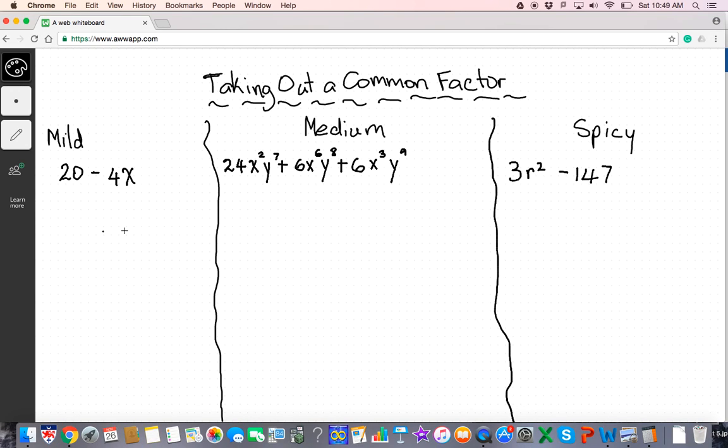Hi, in this video we'll be looking at how to take out a common factor. Sometimes you'll be asked to take out a common factor of a polynomial or of an expression of sorts. So we have an expression here. This is an easy one.